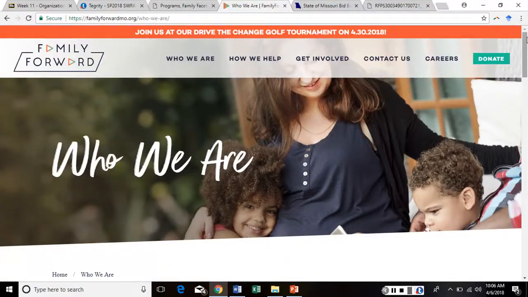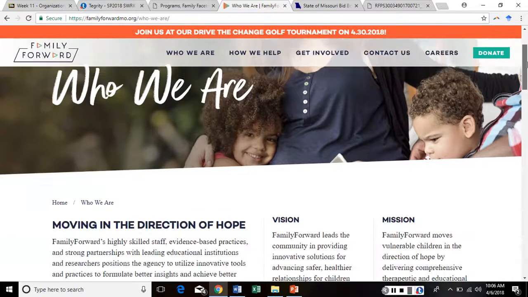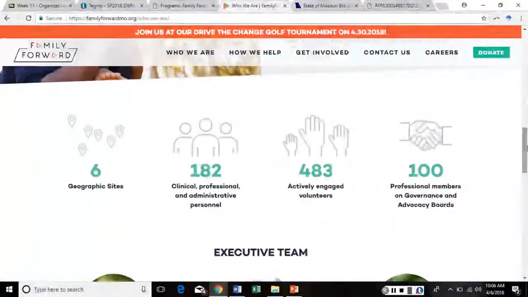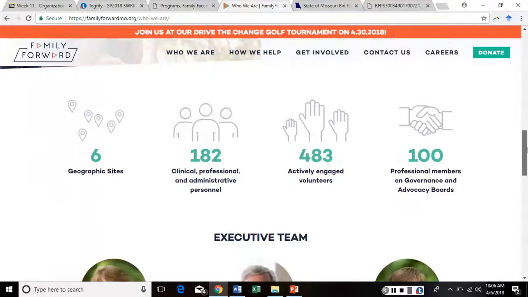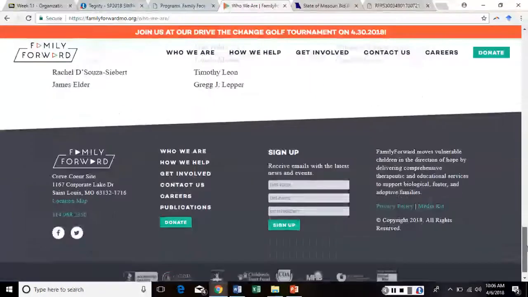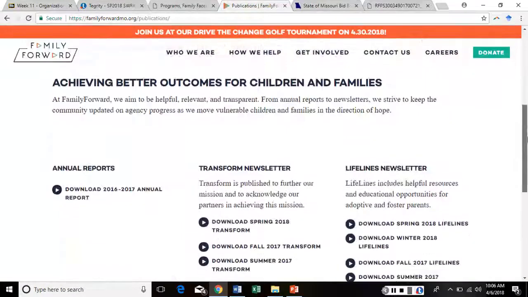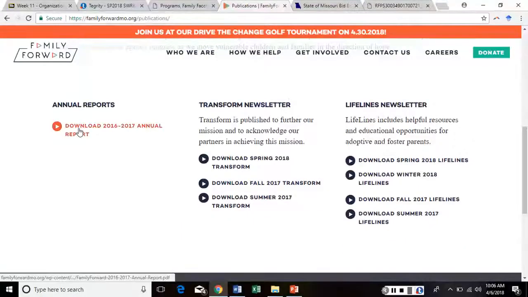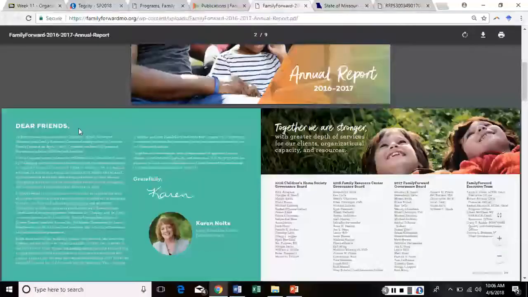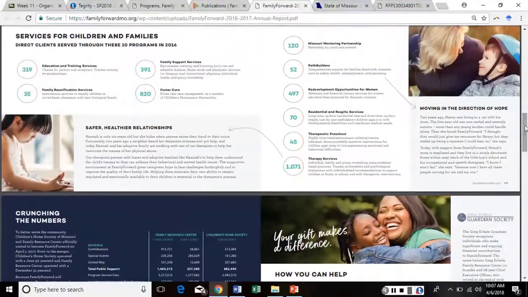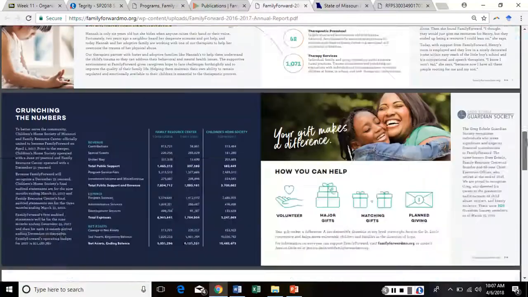We looked at their annual report earlier. They have a much more intensive website on who they are, what they do, the number of people that they serve, how many volunteers they have, and their executive team. You can look at publications, and that's where we're going to find their annual report. That's where I went to pull the specific information on their revenues and funding streams. These things are all required because they are a nonprofit charity.